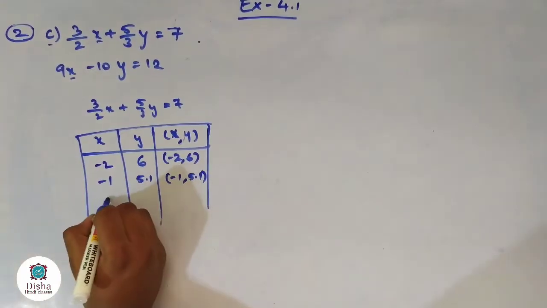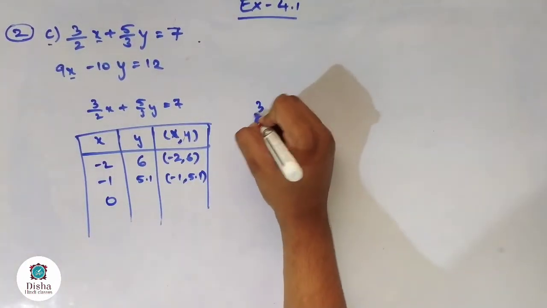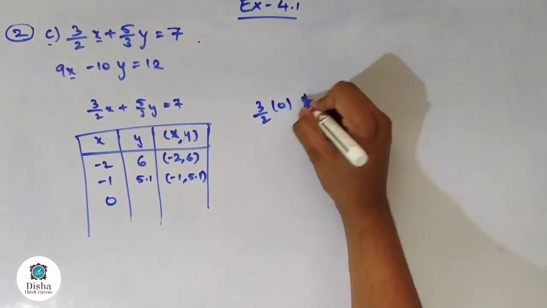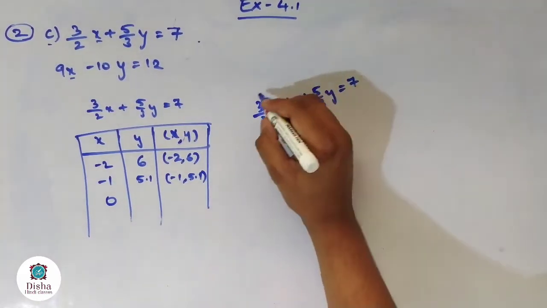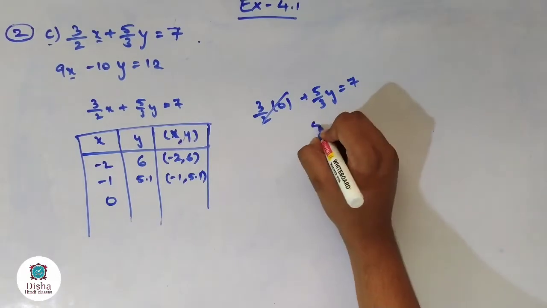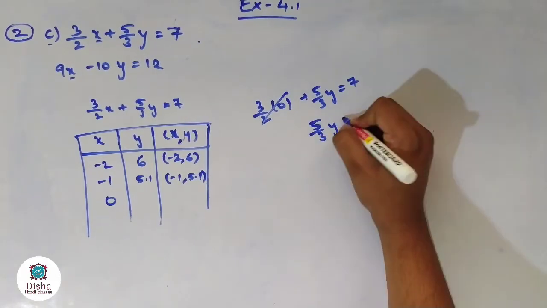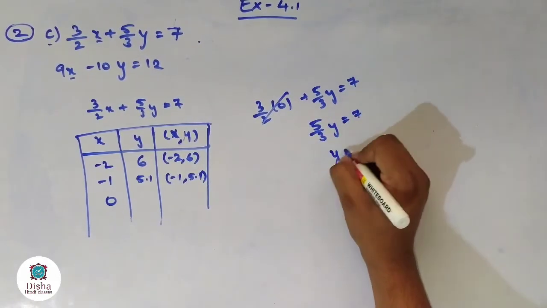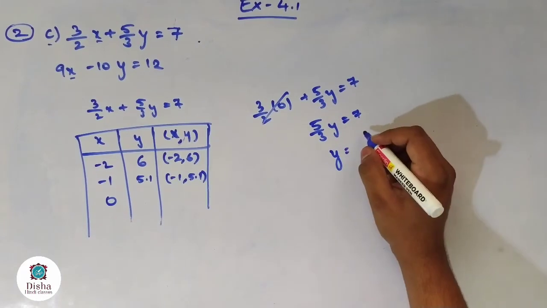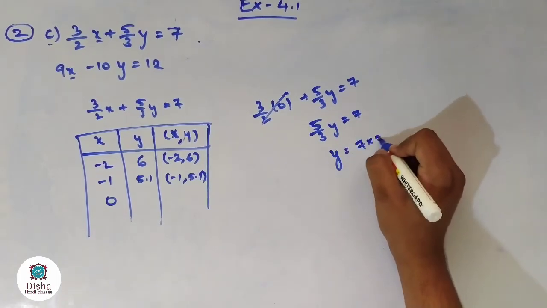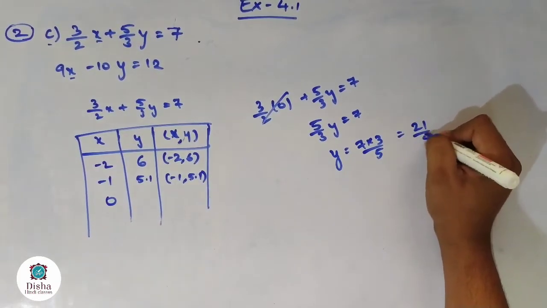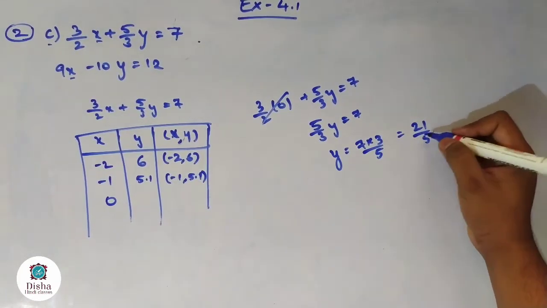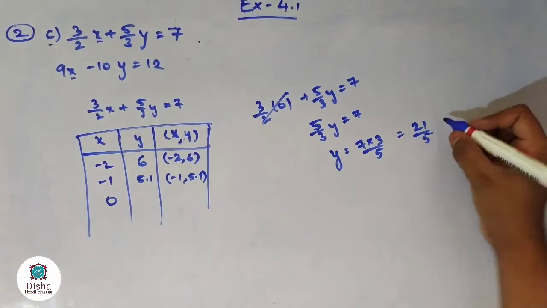Let us take the x value as 0. So 3 by 2 of 0 plus 5 by 3 of y equals 7. So this term will be 0, cancel it. So 5 by 3 of y equals 7. So y equals, this 3 will go to the numerator, 7 into 3 by 5. So it will be 21 by 5, right? y equals 21 by 5.